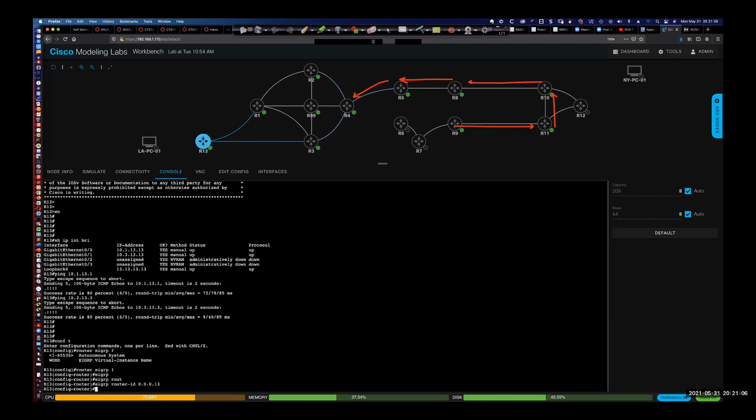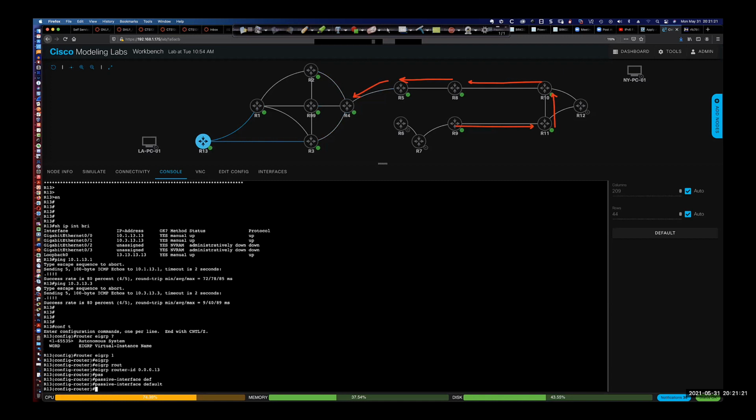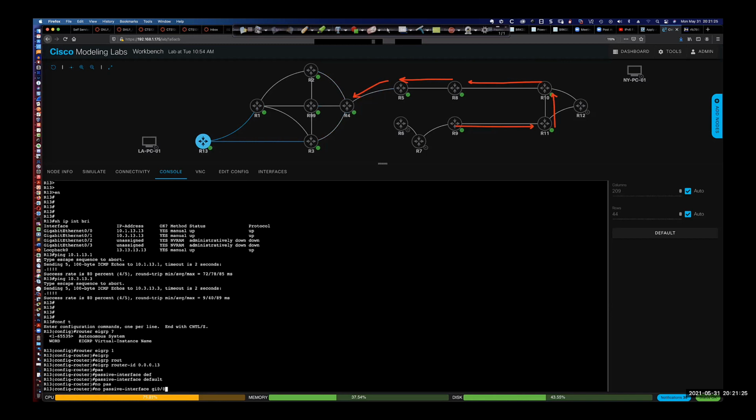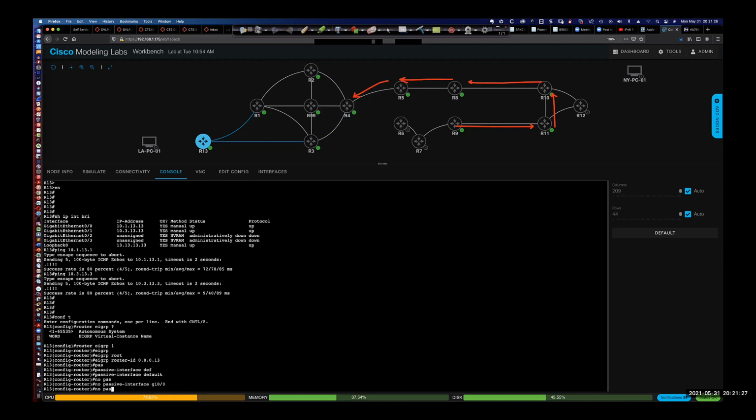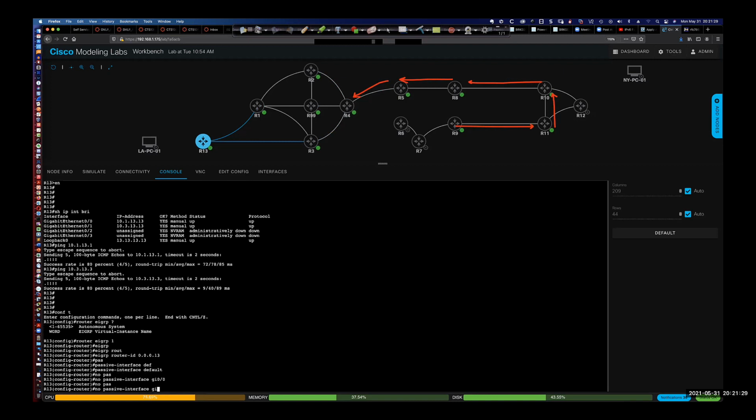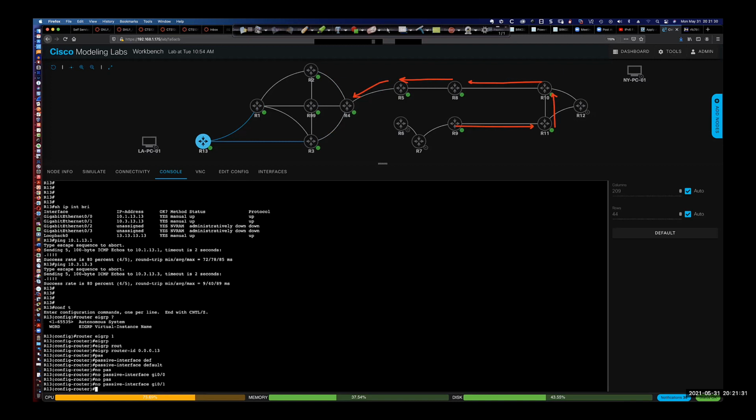And we've set our router ID. We talked about what the router ID is for and compared and contrasted it a little bit with the OSPF router ID. So now what I could do is I could say passive interface default, right? But then I'm going to have to say no passive interface gig 0/0, and then no passive interface gigabit Ethernet 0/1.